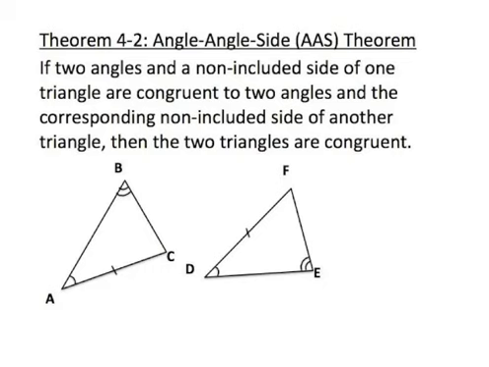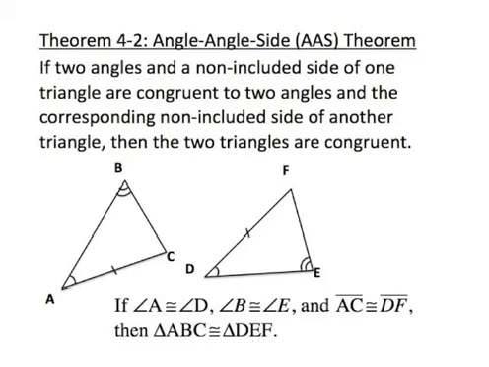Okay, so now let's look at angle side. Theorem 4.2, the angle side theorem, states that if two angles and the non-included side of one triangle are congruent to two angles and the corresponding non-included side of another triangle, then the two triangles are congruent. So, if angle A is congruent to angle D, angle B is congruent to angle E, and segment AC is congruent to segment DF, then triangle ABC is congruent to triangle DEF.